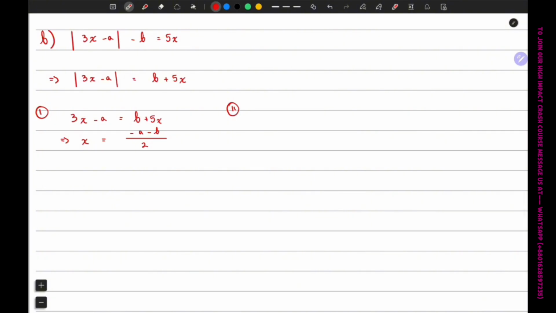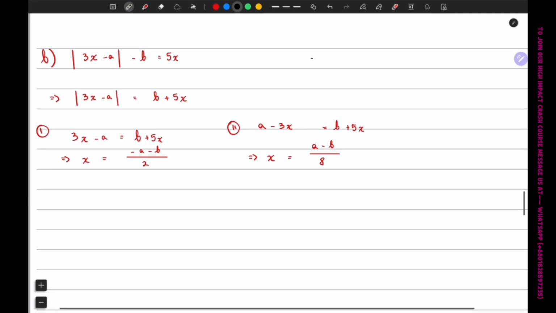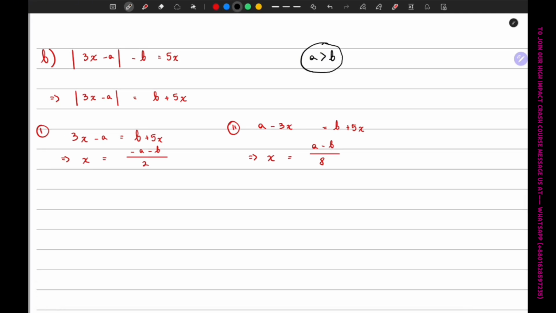Now the second solution is to take this whole value as a negative value. So this becomes minus of 3x minus a equals b plus 5x. If we rearrange this, this will be a minus 3x. Now let's make x the subject. Making x the subject should give us a minus b over 8. And we have to keep in mind that a is greater than b.